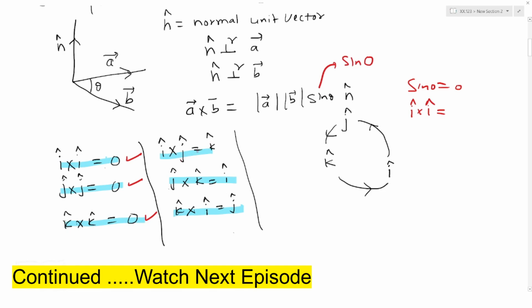And i cross j equals k, because i and j are perpendicular to each other. The angle between i and j is 90 degrees and sin 90 equals 1. Therefore i cross j will give a perpendicular vector, and the vector perpendicular to i and j is k. Therefore i cross j equals k, j cross k equals i, and k cross i equals j.